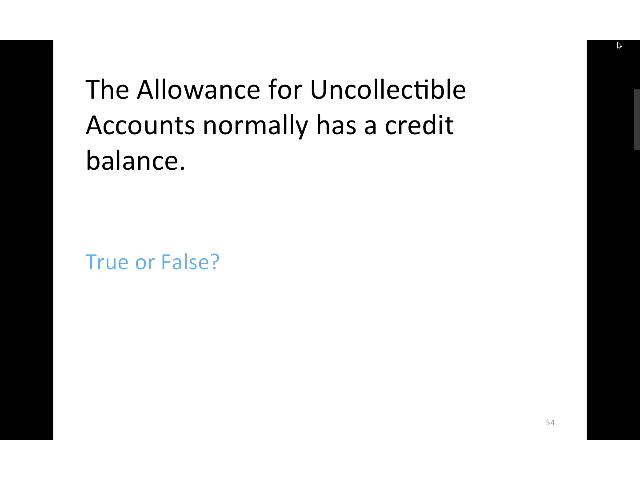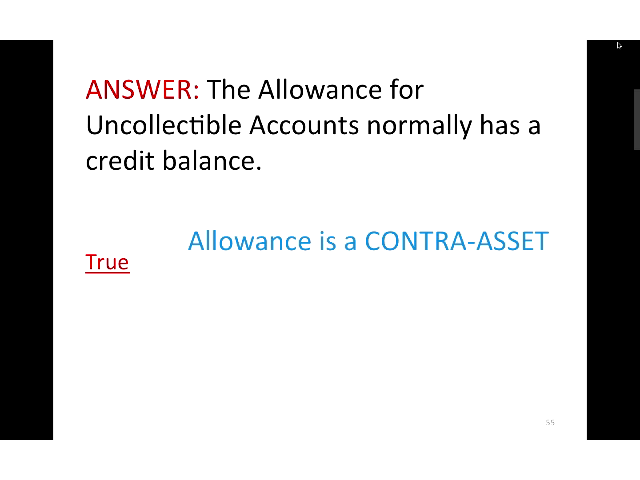And the reason it's true is because the allowance for uncollectible accounts is called a contra asset. Contra asset means it's going to reduce the asset that it's reported with.